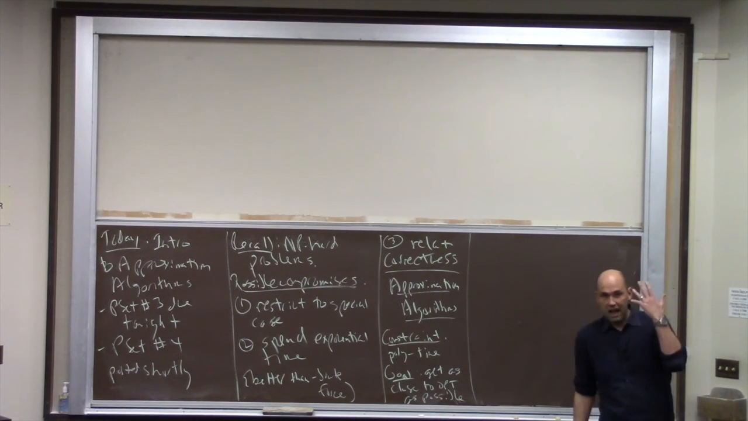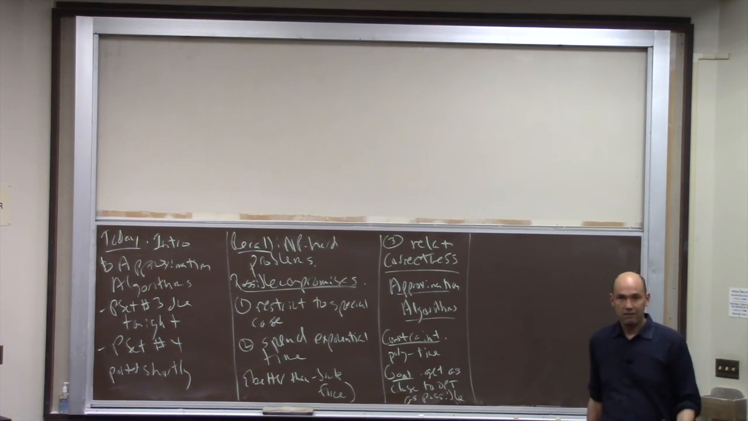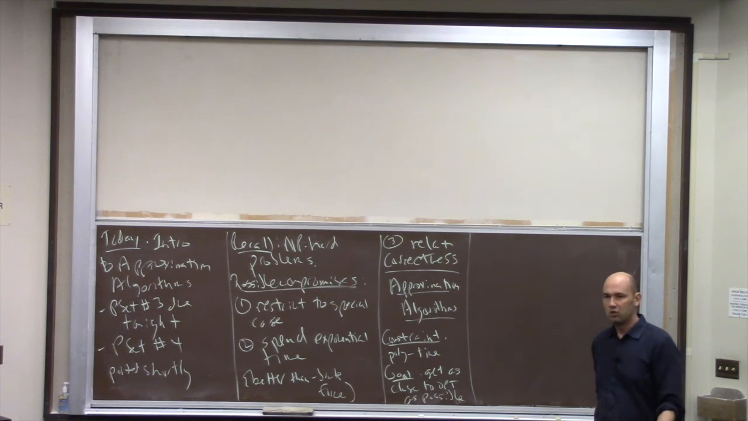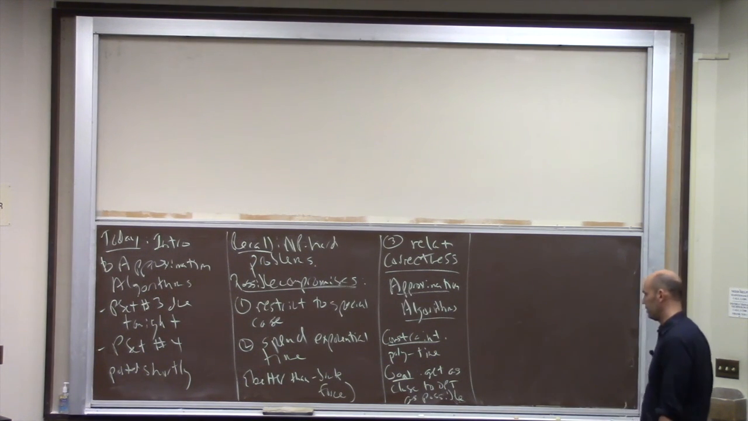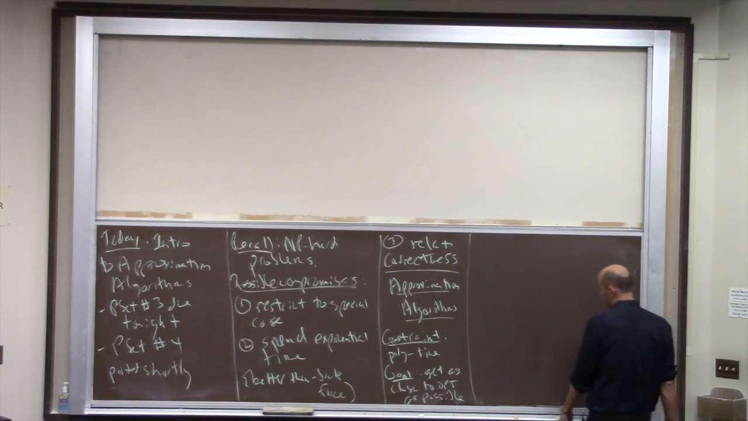So that's at a high level what approximation algorithms are about. You have an NP-hard problem, you presumably can't solve it exactly in polynomial time, but if I give you a constraint of polynomial time, how close can you get? How close can you get to full optimality?